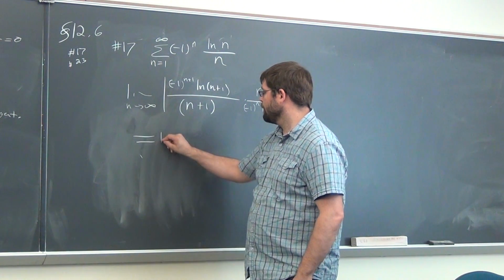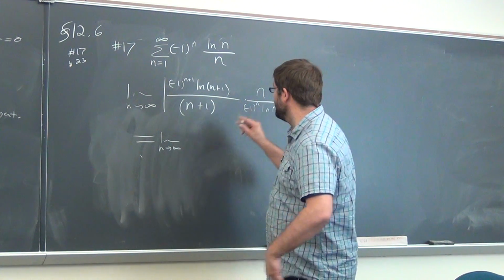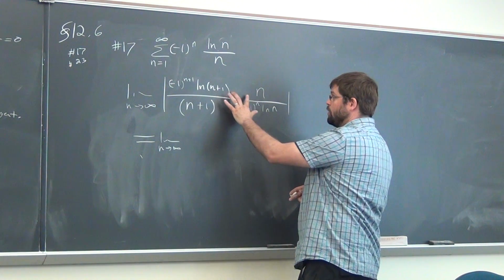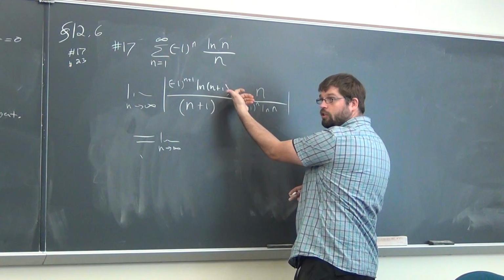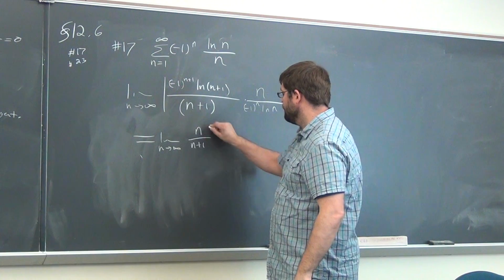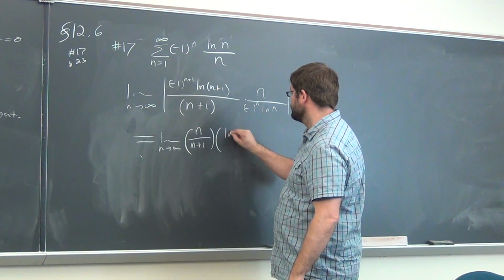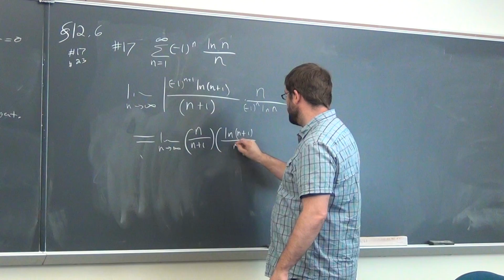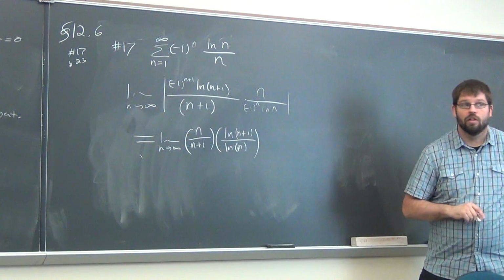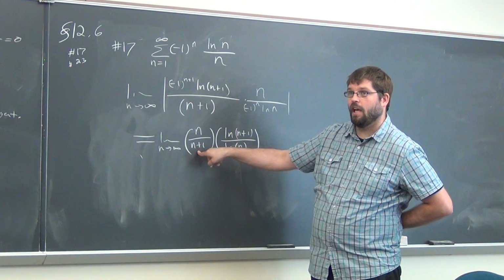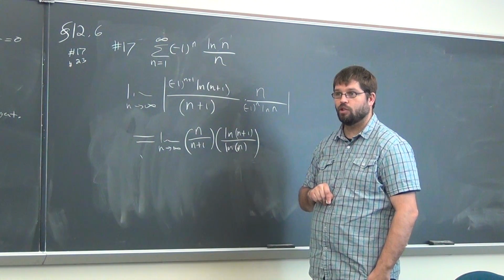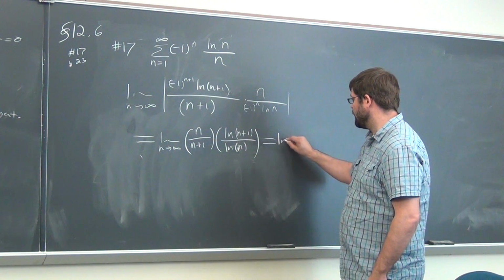So this whole thing will turn into this, and now I'm going to put the logs together and the other parts together. When I multiply this, I'll just switch the numerators. Does that make sense? So I'm just going to write it as n over n plus 1 times log of n plus 1 over log of n. Is that okay? All right, what does n over n plus 1 do as n goes to infinity? It goes to 1.